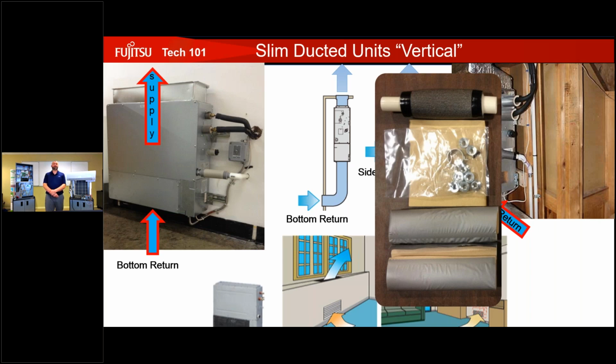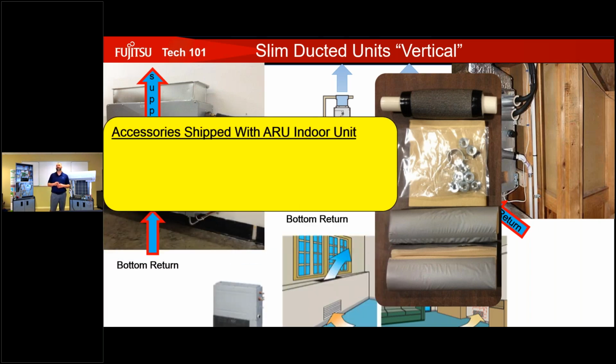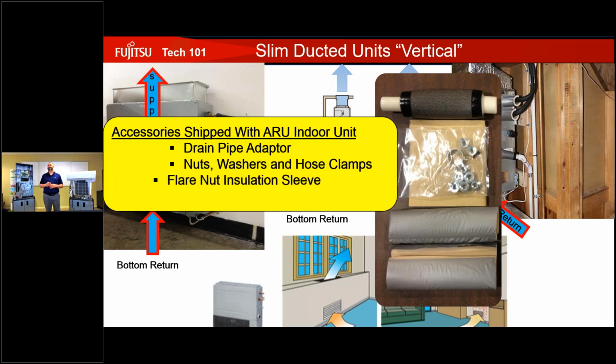Inside this unit comes a couple of different pieces that we want to make sure that we do not lose. We don't throw them out. These are all necessary for the application here. The drain pipe adapter is located up at the top. Then we have our nuts and washers, as well as hose clamps, and then our pipe insulators to cover the flare fittings at the indoor unit. All right, don't throw those accessories out. We are going to need them.